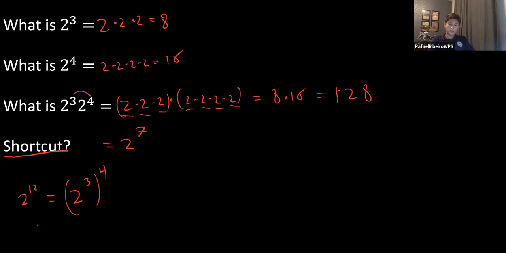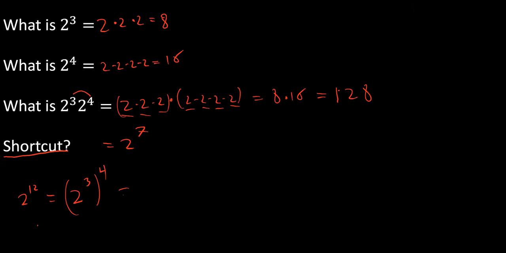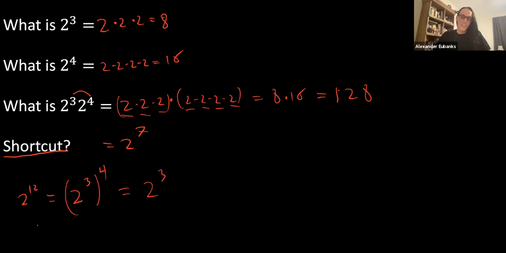You're multiplying 2 to the 3rd 4 times, so that's 3 times 4. Excellent. Yeah, so 2 cubed times 2 cubed times 2 cubed times 2 cubed. The painful way to do that is write out 2, 2, 2, 2, 2, 2. There'd be 12 of them.